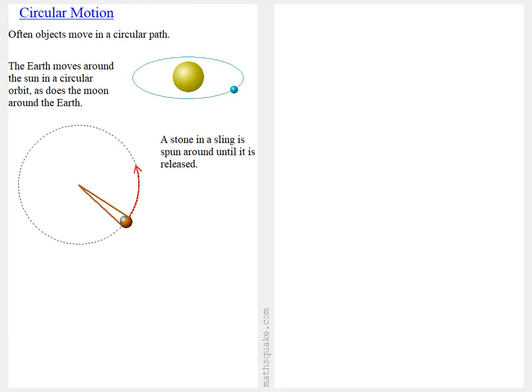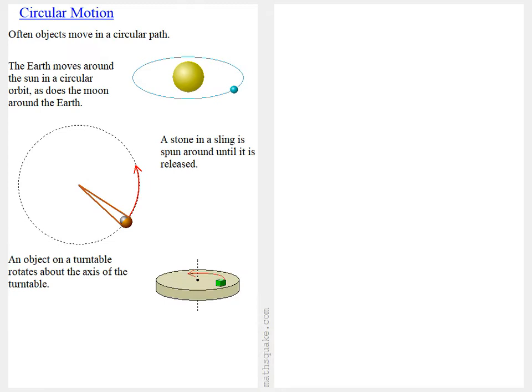A stone in a sling is spun around until it's released. An object on a turntable rotates about the axis of the turntable. In this video we'll explore the causes and effects of circular motion.